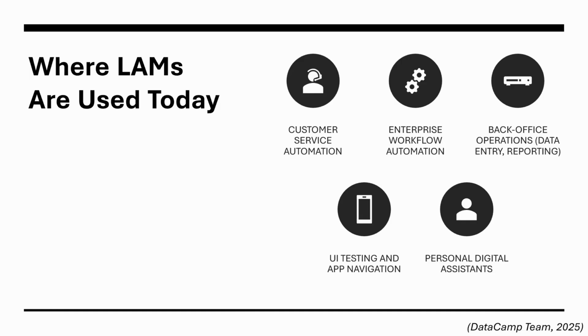Where LAMs are used today. We're seeing a lot of LAMs in customer service automation. They're not just helping people by talking them through problems, but they're actually able to do certain actions in customer service. Enterprise workflow automation: big companies that have to keep track of a lot of things and do a lot of small tasks can take up a lot of time. So they're using LAMs to complete these small, simple tasks for them so that they have a lot more time to do important things. Back office data operations, so that would be data entry and reporting.